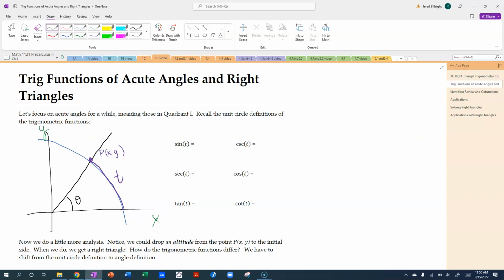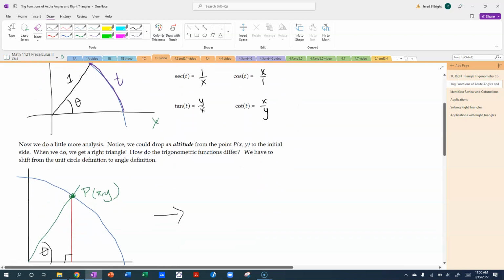And in this case, we could say that sine had the value of y over 1, or was the ratio of the y coordinate to 1, which was the radius, right? We're on the unit circle. And then cosecant was its reciprocal. Cosine was x over 1, and secant was its reciprocal. Tangent was y over x, and cotangent is the reciprocal of tangent, okay? Now, we're going to take this idea and change it just a little bit, okay?